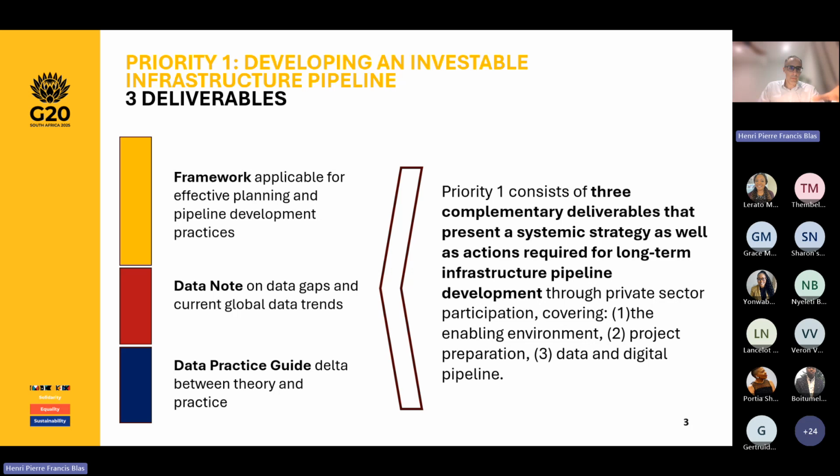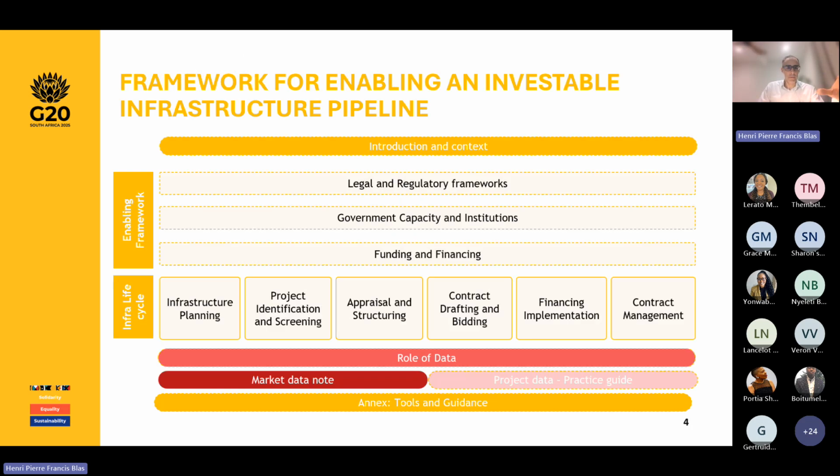All right, so the framework itself will cover legal and regulatory framework, government capacity and institutions, funding and financing, across the entire infrastructure lifecycle, and in there we'll map, like I said, the great tools that exist, and then within that we have links to the market data note and the project data practice guide, which is another document. So altogether, it is how we managed to put all the knowledge around creating an investable infrastructure pipeline into one document made of three parts.